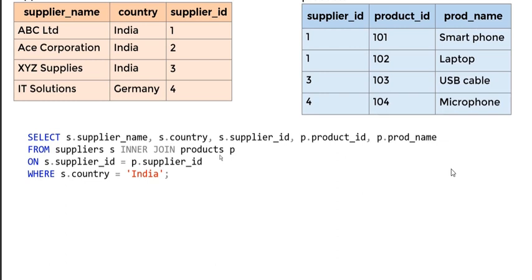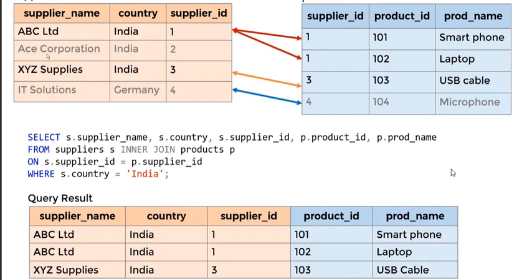We select from suppliers inner join products on supplier ID equal, and in the where condition we require that the country is India. So this query will give us this result, three rows only. ABC Limited and XYZ Solutions supply products. IT Solutions also supplies products, however it gets discarded from the query result as we are only keeping rows where country equals India.